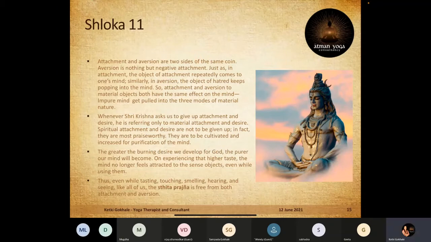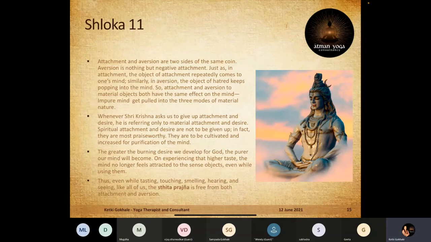So whenever Shri Krishna asks us to give up attachment and desire, he is referring only to material attachment and desire. Spiritual attachment and desire, initially it helps you, are not to be given up. In fact, they are most praiseworthy. They are to be cultivated and increased for the purification of mind and heart. The greater the burning desire we develop for God, the purer our mind will become. Means the sattva guna will dominate.